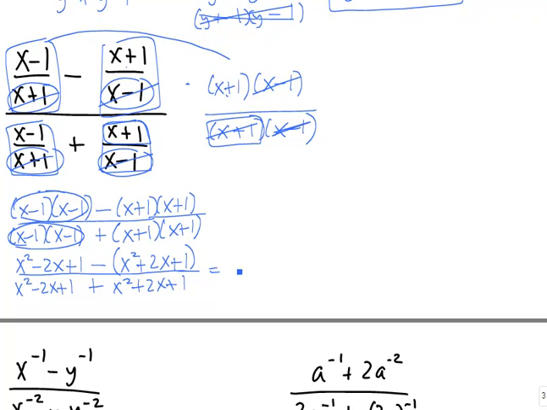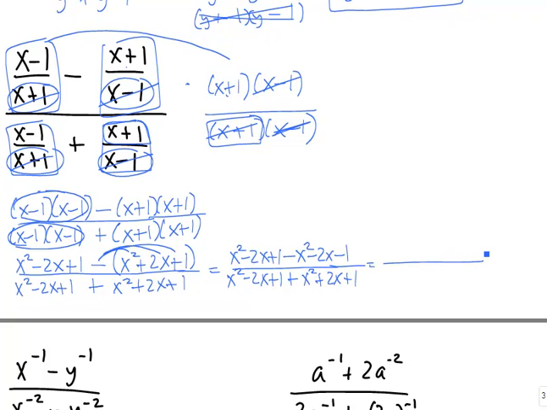Now let's simplify. If I distribute my negative across, we're going to get that x squared minus 2x plus 1 from over here. And when I distribute, I get minus x squared minus 2x minus 1. In the denominator, let me just recopy what we have so far. And in our next step, we're going to combine all of our like terms.